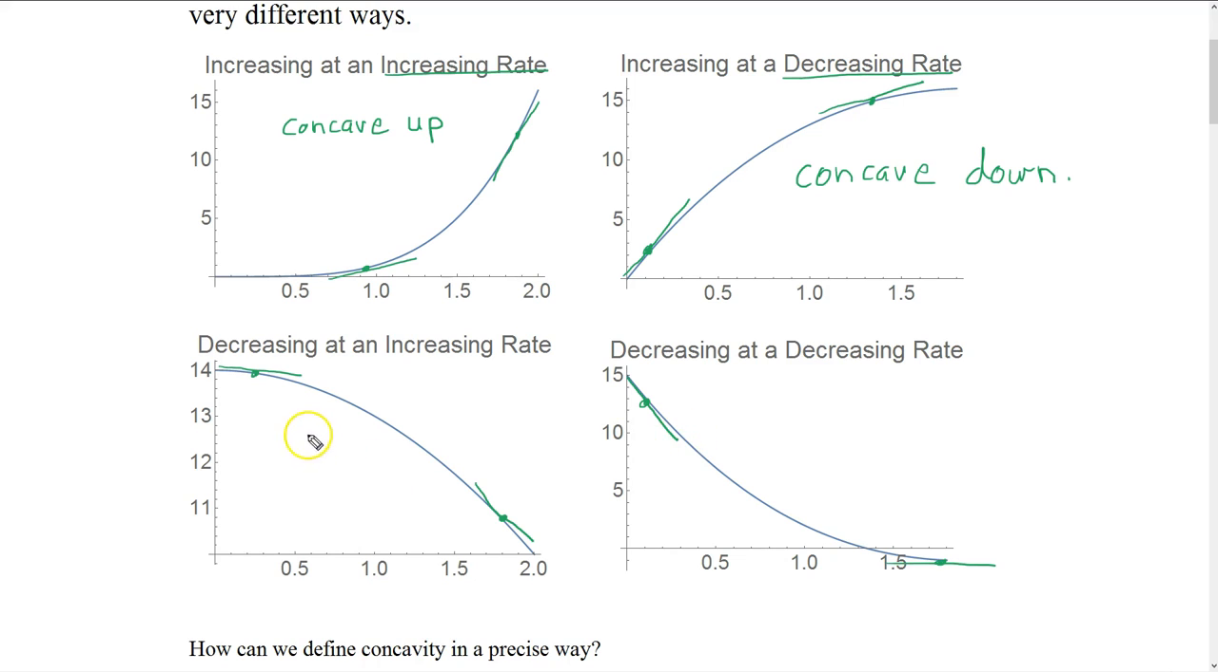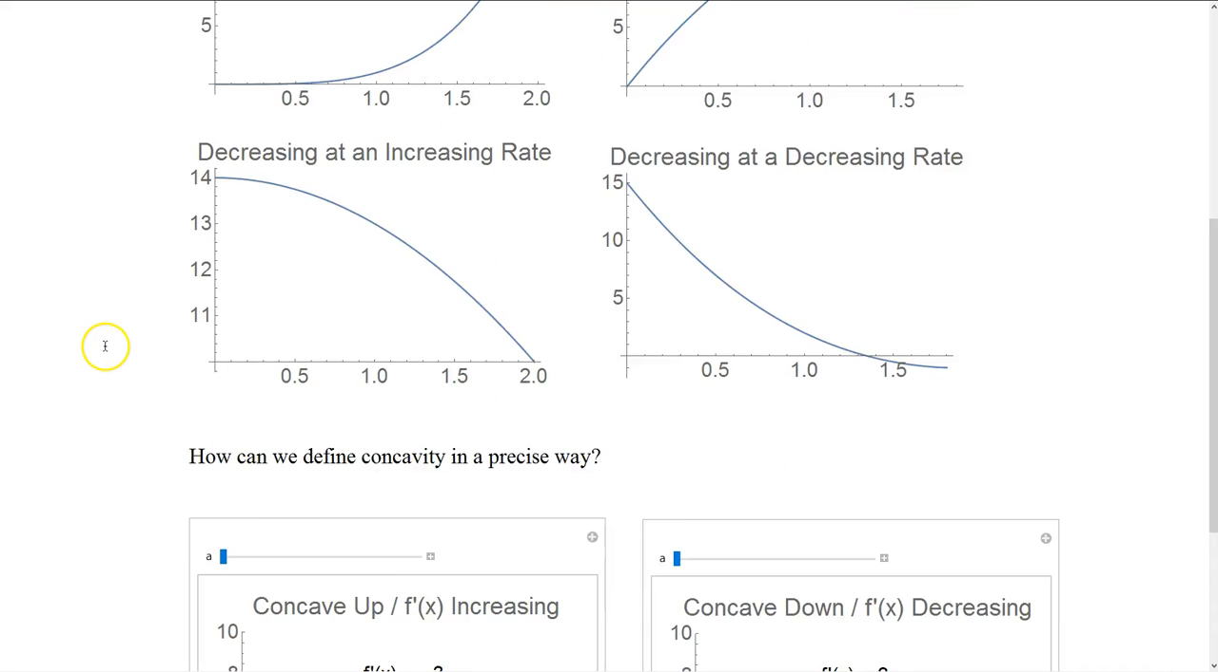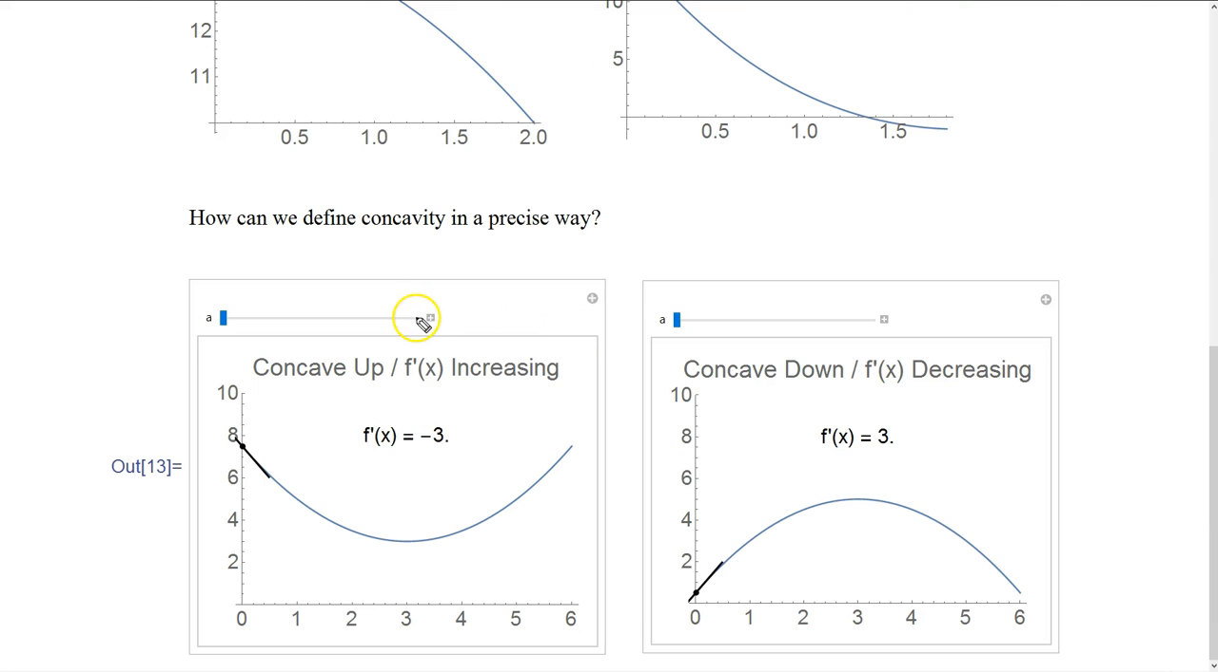Down here, by the way, this graph is concave down. And this graph is also concave up, like this one over here. Alright. Now, let's come up with a precise mathematical definition for this concavity. Let's consider these two graphs down here. These will help us to determine a nice, precise mathematical definition for concavity.